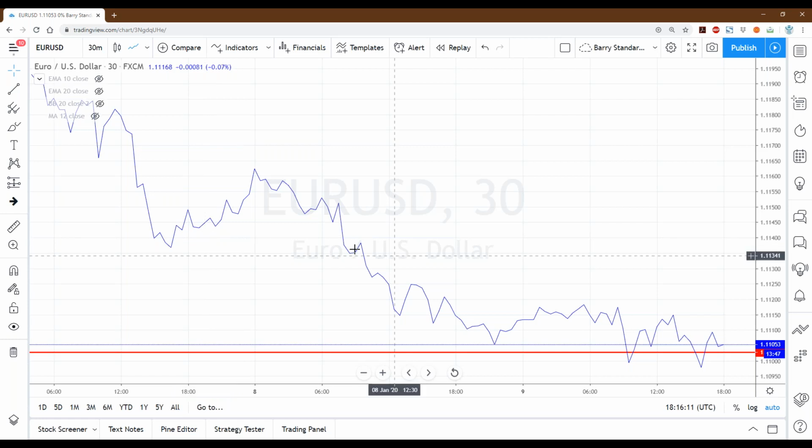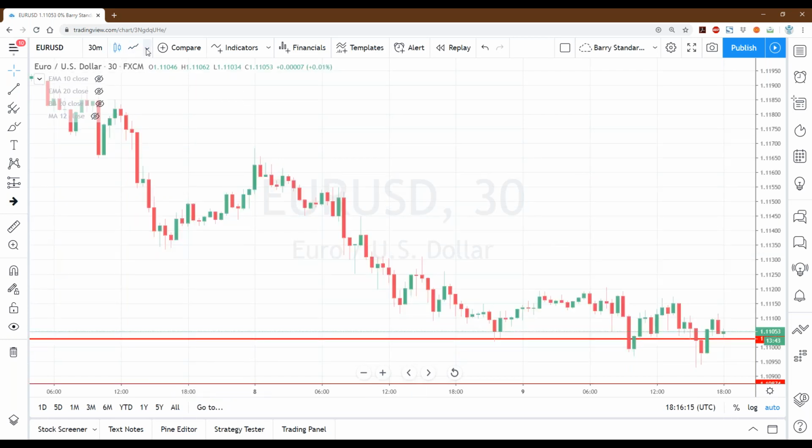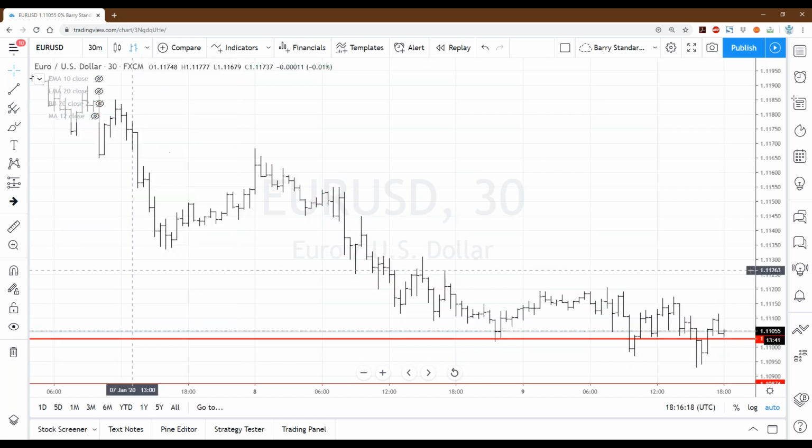From a line chart, we go to my favorite chart, and that's a bar chart. Okay, a bar chart looks a lot different than that line chart.